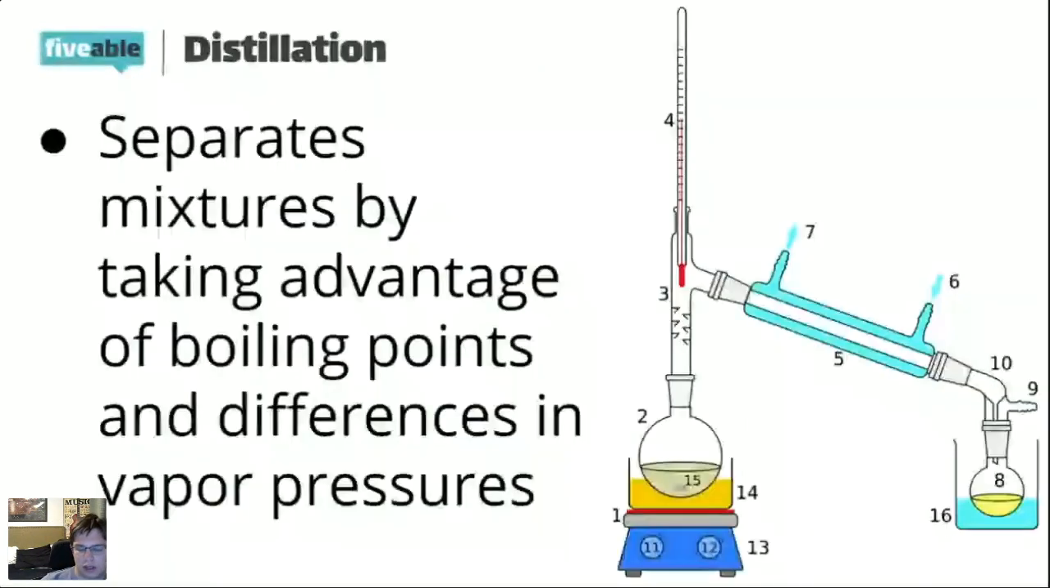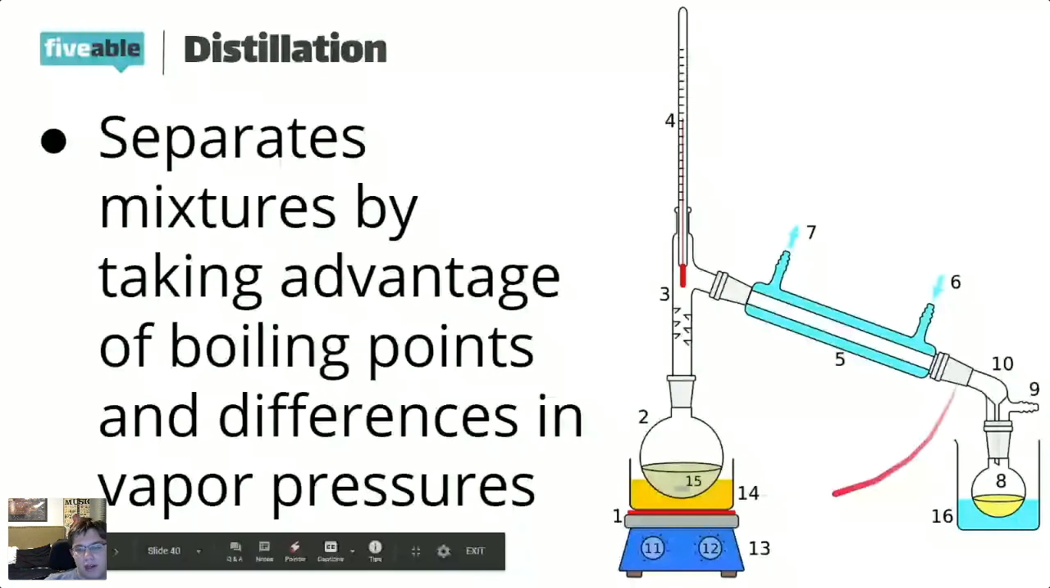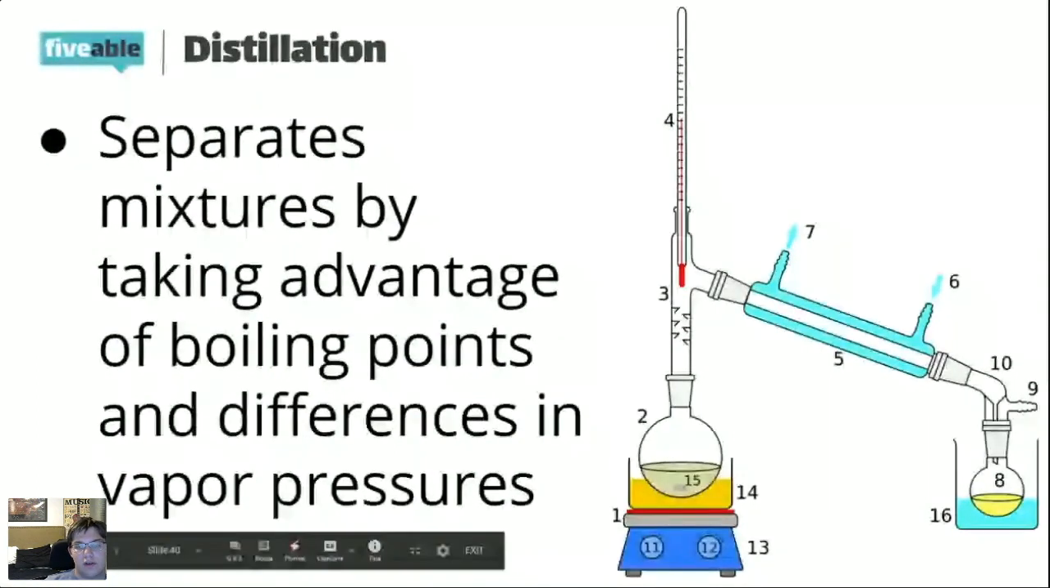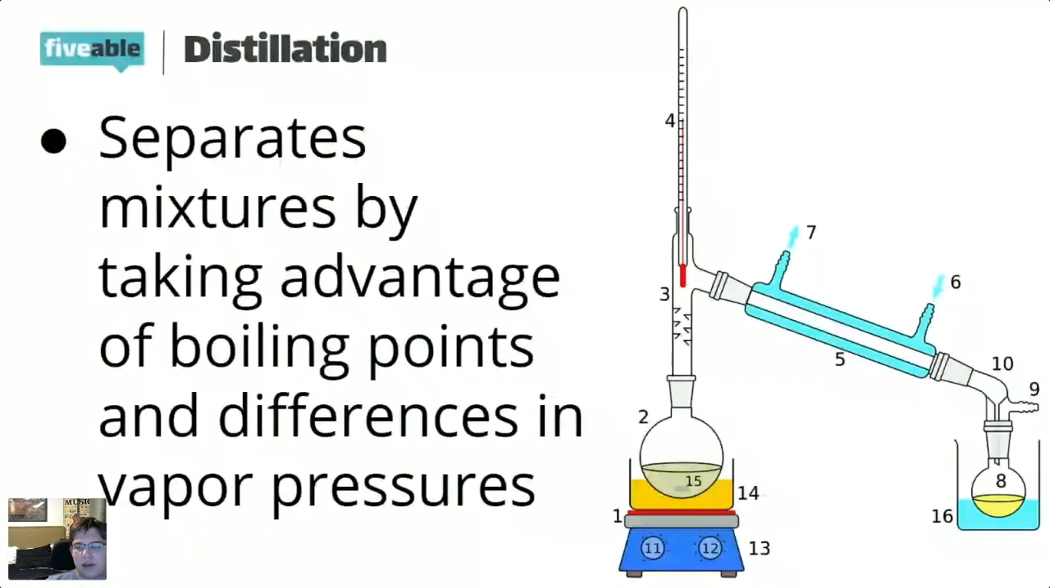Now we're going to be talking about how you separate a solution. If I have something dissolved in something else, or I have a solution of two liquids, for example, how do I actually separate them? The first one is called distillation. Distillation takes advantage of boiling points and differences in vapor pressures in order to separate a solution. This may look really complicated, but really what's happening is we have a hot plate here. We set it at a specific temperature to boil the lowest boiling of the two things in the solution.